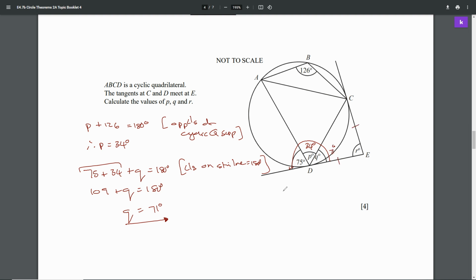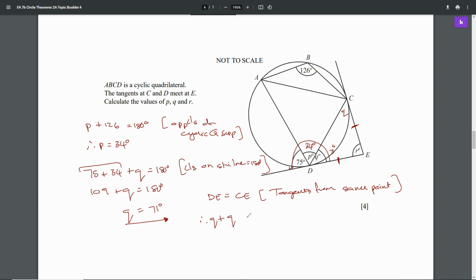Now DE is equal to CE, and the reason is because they are both tangents from the same point. So when you have two tangents from the same point, there's a tangent over there, and there's a tangent over there, that means they touch the circle at D and C, and automatically DE and CE become equal. Which means that we have an isosceles triangle, which means that this angle over here will be Q.